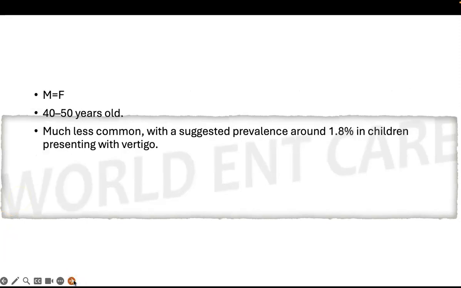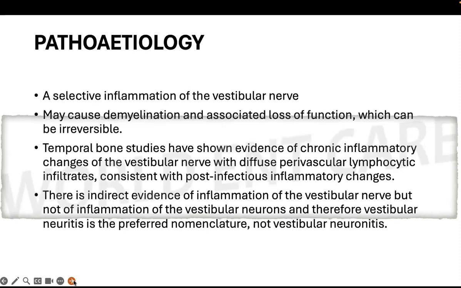Now, there is no difference in gender prevalence in vestibular neuritis, and the typical age of presentation is around 40 to 50 years old. And although it is present in pediatric population, it is much less common, with a suggested prevalence of around 1.8% in children presenting with vertigo.